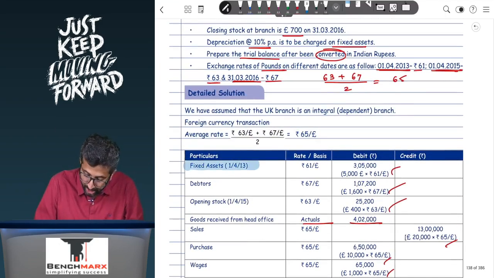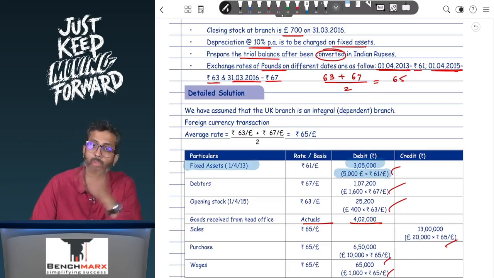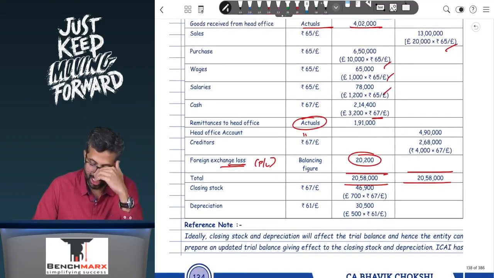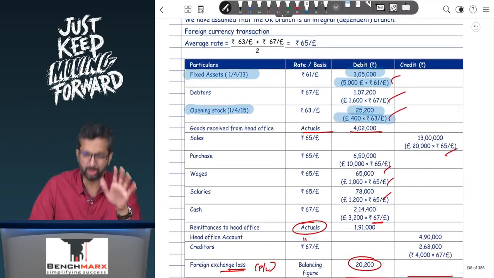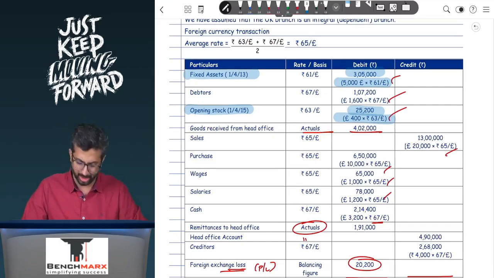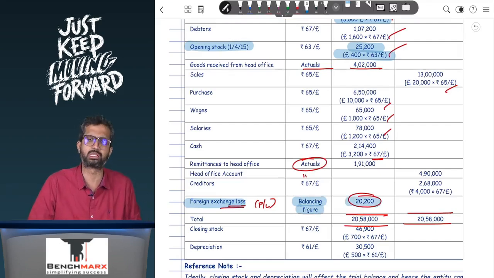Well, in this case, your fixed assets will be taken at the closing rate. Non-monetary items, stock also will be taken at the closing rate. And everything else, well, monetary items will still be at the closing rate. Incomes and expenses will still be at the average rate, and everything else which is actuals will still remain at actuals, and hence the foreign exchange loss, which is the balancing figure, instead of P&L, will be taken to the foreign currency translation reserve, also called FCT.